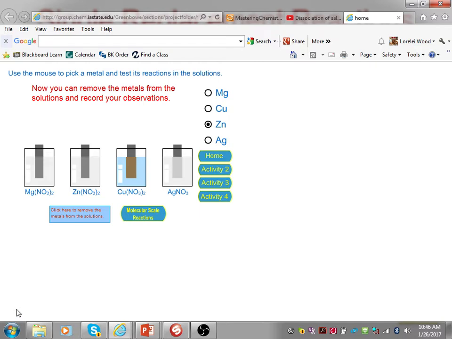It got a little cloudy, didn't it? That's generally an indicator of a chemical reaction. It also looks like there was a precipitate or a coating on that zinc metal. Does it look like there was some kind of coating that happened on the zinc metal? So I would say there was probably a reaction there.